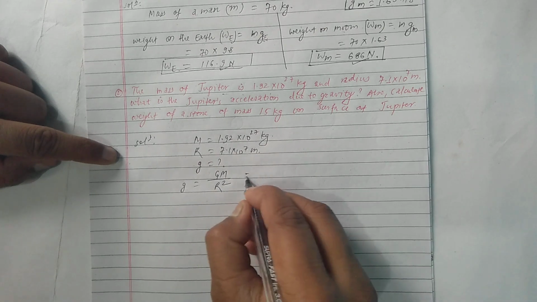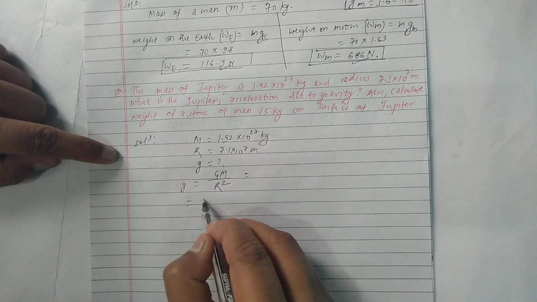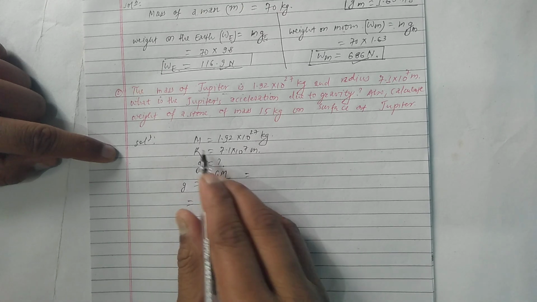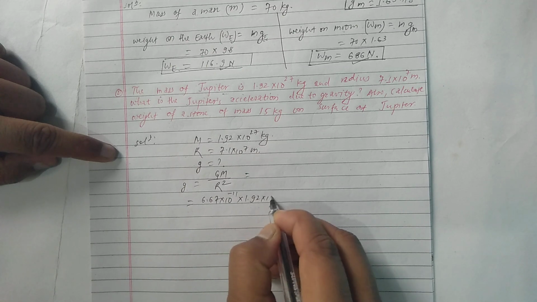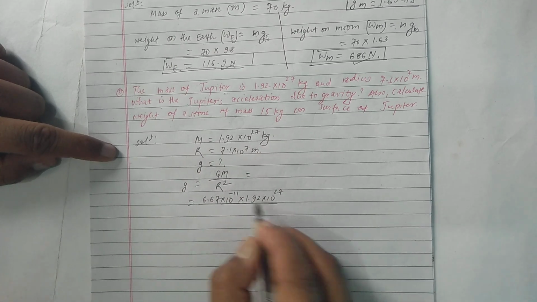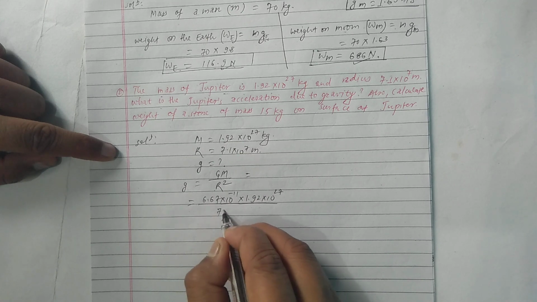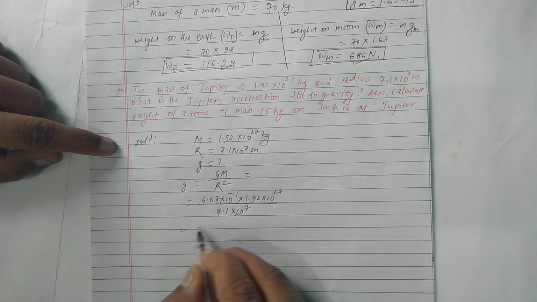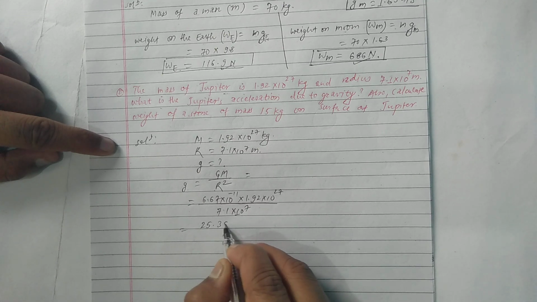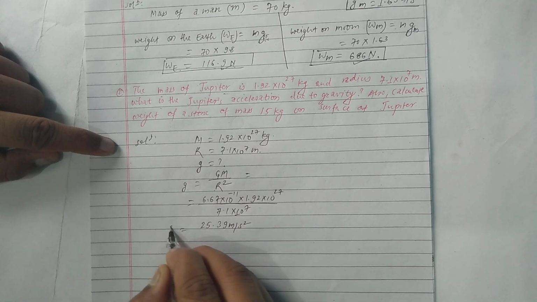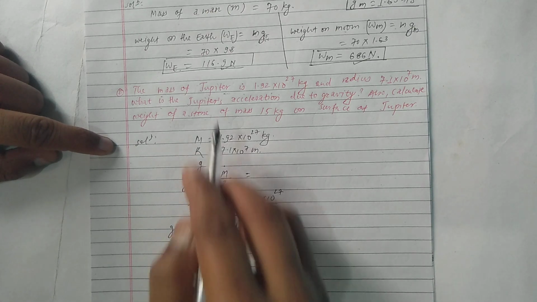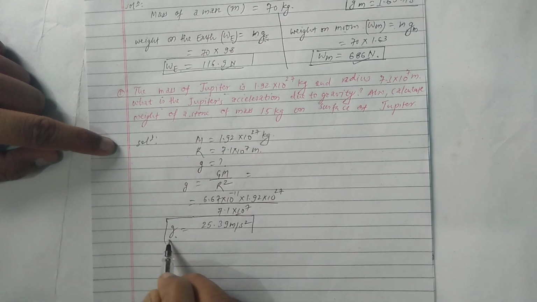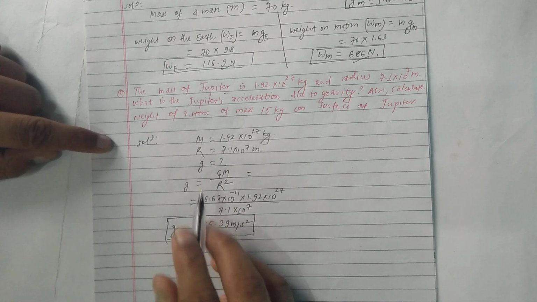Okay, so after putting in the values we get g equals 6.67 × 10 to the power minus 11, value of M equal to 1.92 × 10 to the power 27 upon r value 7.1 × 10 to the power 7. After calculating all these values we get directly from the calculator 25.39 meter per second squared. So this is the value of g for Jupiter, the value of acceleration due to gravity of Jupiter.